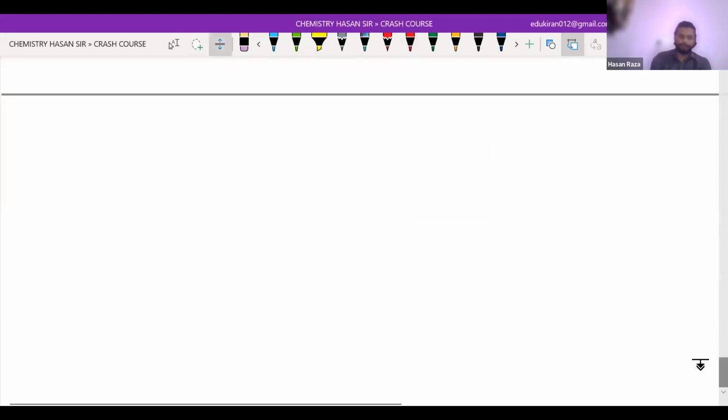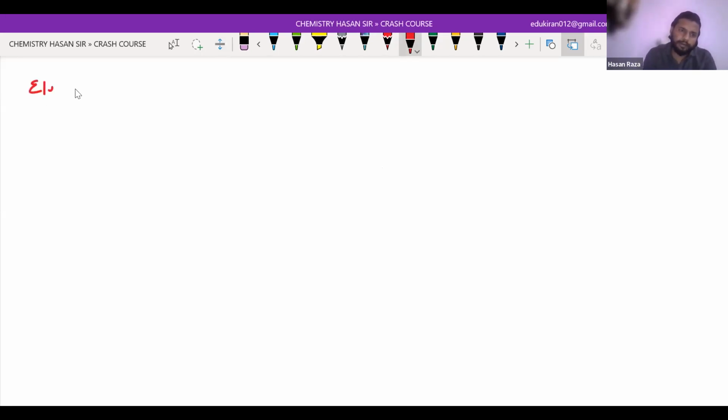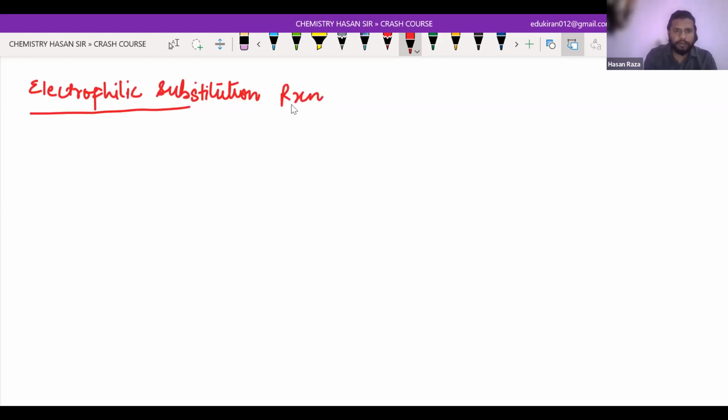The next reaction is electrophilic substitution reaction, or you can say electrophilic aromatic substitution reaction. It is possible in aromatic compounds. Why is it so? You can see this is your benzene ring, and you know this is your hydrogen.